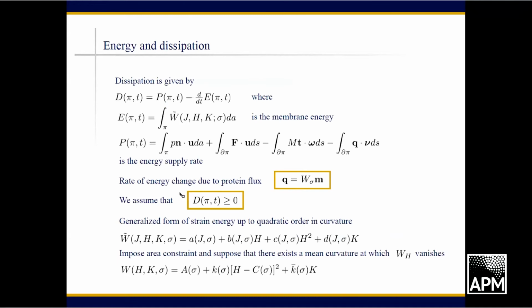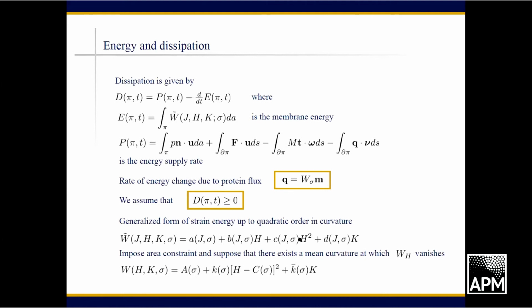And as a surrogate for the second law of thermodynamics, we will demand that the dissipation should never be negative for any patch of the surface. A simple proposal for the energy, an explicit form of the energy, would be this.